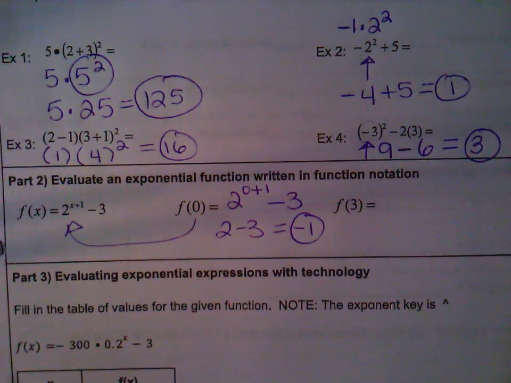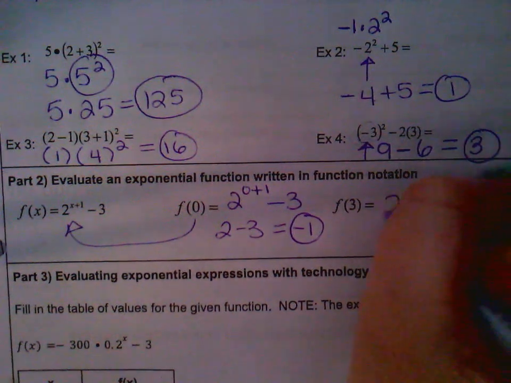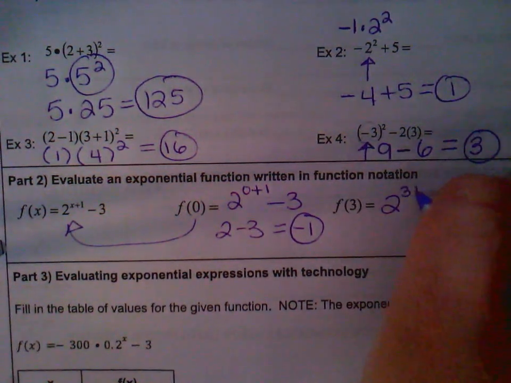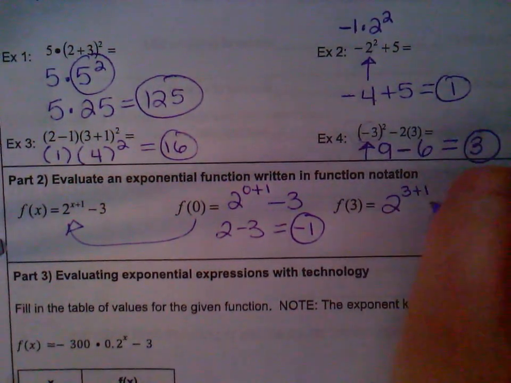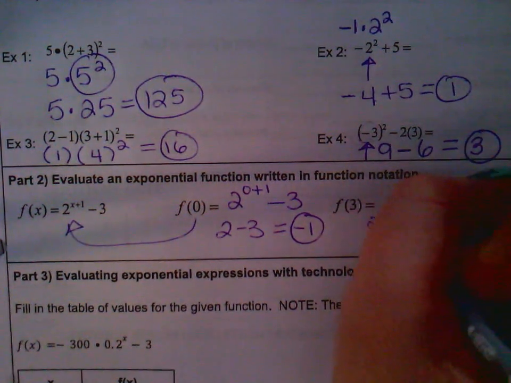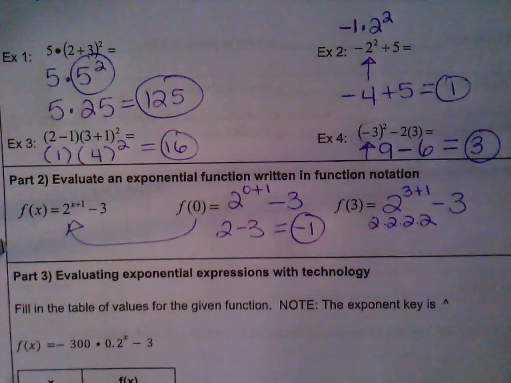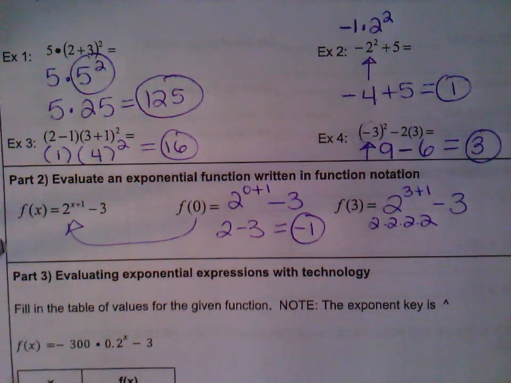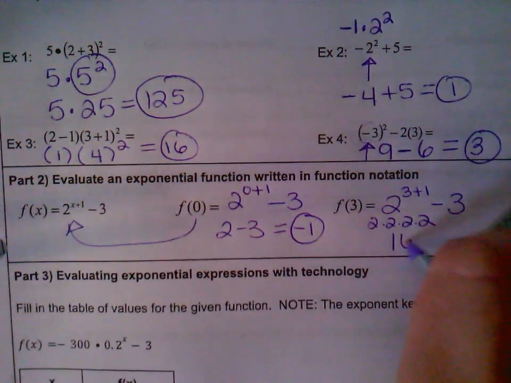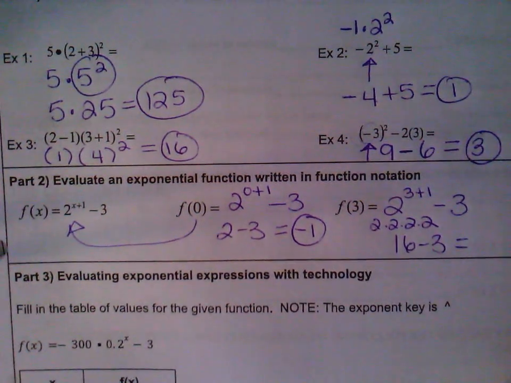Okay, good. So plug the 3 in this time. So that'll be 2 to what power? 3 plus 1, which would be 2 to the 4th. You could use your calculator, or you could do 2 times 2 times 2 times 2 in your head. 2 times 2 is 4, times 2 is 8, times 2 is 16. So 2 to the 4th is 16. And then what's 16 minus 3?